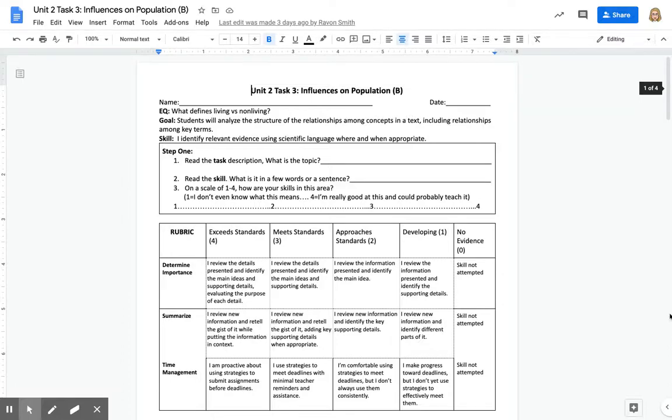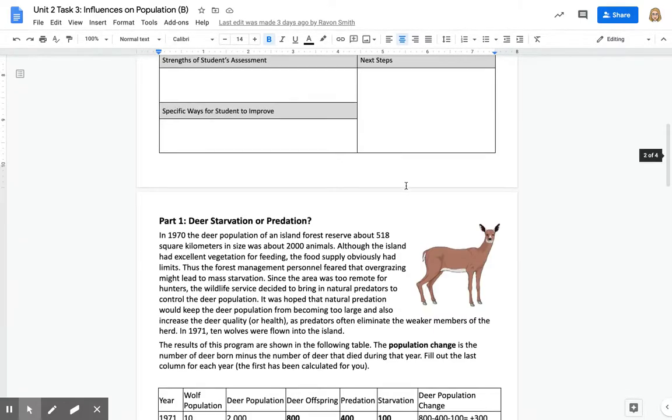Hi, this is a video explaining how to complete Unit 2, Task 3, Influences on Population. So as always, start by filling out this first part: name, date, topic, skill, and rate yourself on how good you think you are at this skill. Hint, the topic is influences on population. Then you're ready to start.